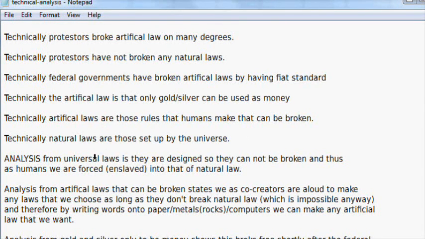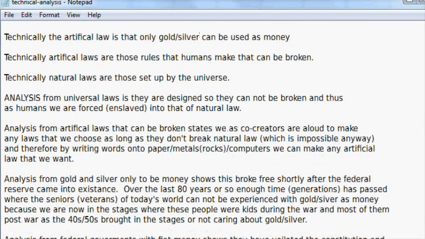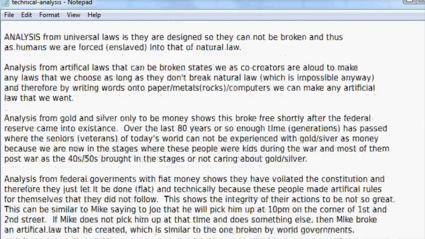Analysis from universal law is they are designed so they cannot be broken, and thus, as humans, we are forced, enslaved, if you will, into that of natural law. Analysis from artificial laws that can be broken states we as co-creators are allowed to make any laws that we choose as long as they don't break natural law, which is impossible anyway. And therefore, by writing words onto paper, metal, rocks, computers, we can make any artificial law that we want.